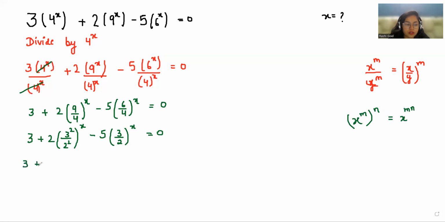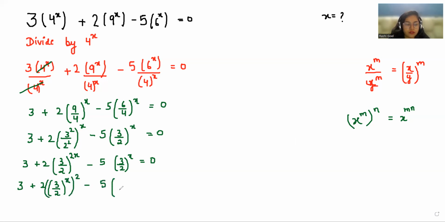Now according to the exponent rule, that is x power mn is equal to x power m whole power n, we can use this rule here. So we can write it as 3 by 2 whole power 2x minus 5, 3 by 2 power x is equal to 0. Again, I'm going to use this rule. So 3 plus 2, 3 by 2 whole power x and power square, minus 5, 3 by 2 power x is equal to 0.